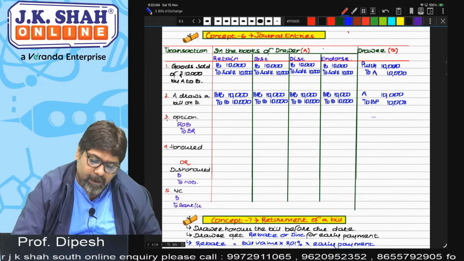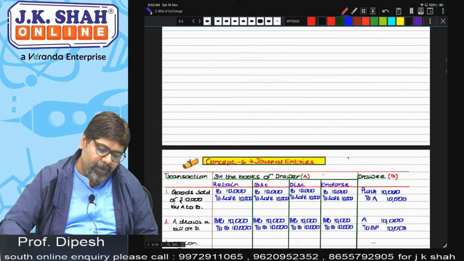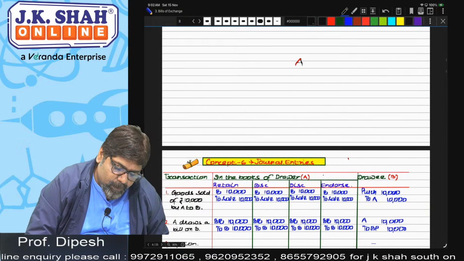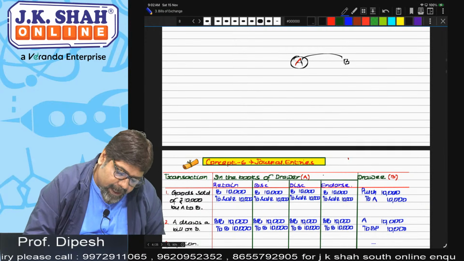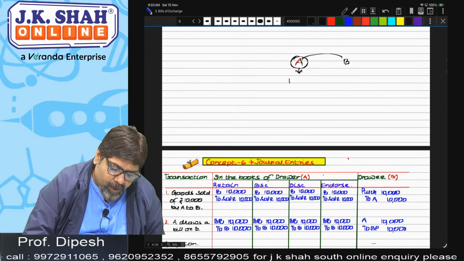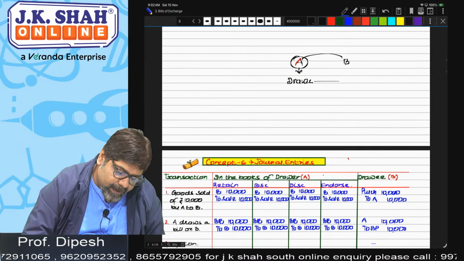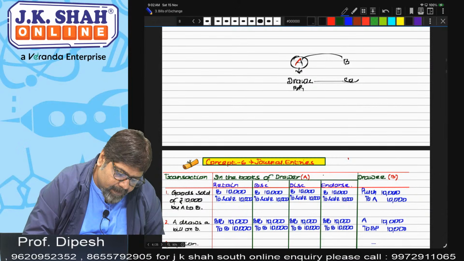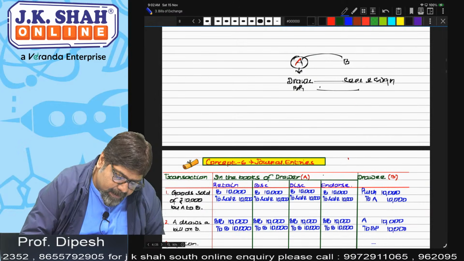Goods sold of rupees 10,000 by A to B. When A sells goods to B, A wants money, but B wants to pay later. So A draws a bill. Draws means writes a bill and gives it to B. B sees and signs the bill and returns it to A.